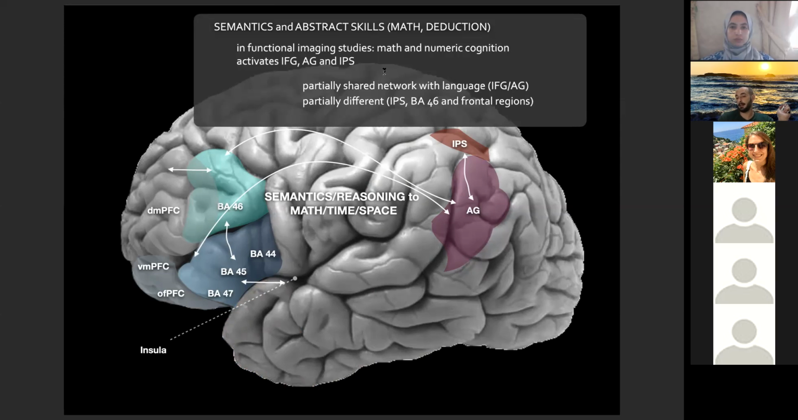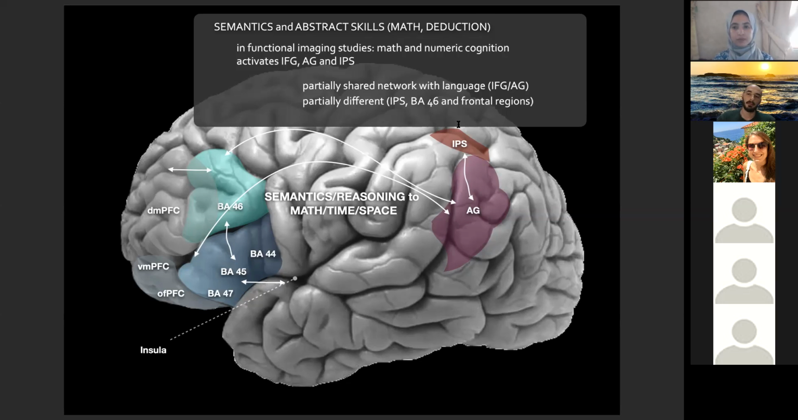Stanislas Dehaene, for instance, says that the network for numeric cognition does not overlap with the network for language understanding. And I think this is not true, and not because it's my personal opinion, but because if you read a lot of papers, you're going to find a lot of co-activation of these parts of the network. In functional imaging studies exploring math and numeric cognition, you have inferior frontal gyrus activation, inferior parietal sulcus activation, this area here, and the angular gyrus activation, okay? Two of these three areas are also involved in semantic processing. So there is an overlap.